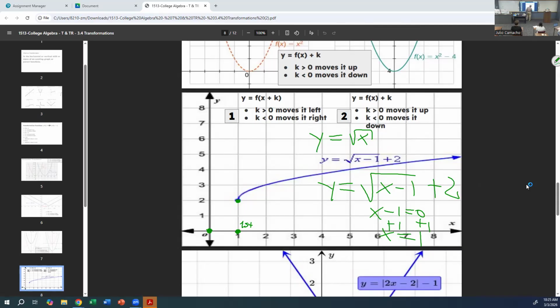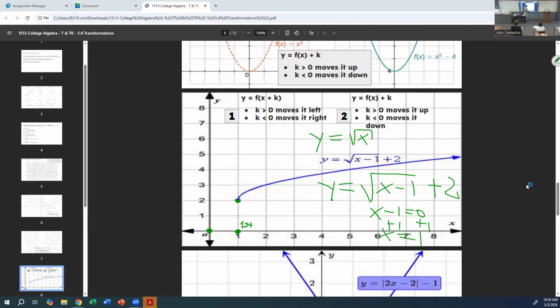But then you have a k also. This 2 outside is your k, and k says up or down. In this case, because it's positive, it went up 2 spaces. And you can count 1, 2. Exactly where the vertex is now. So this equation is giving you the story about what happened with the vertex. Once upon a time, the vertex was here, but now it is in this place. So you know the vertex already, your first step.